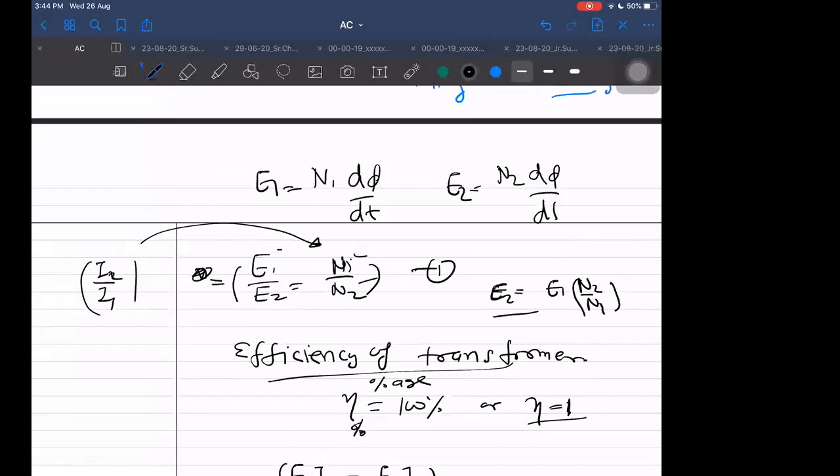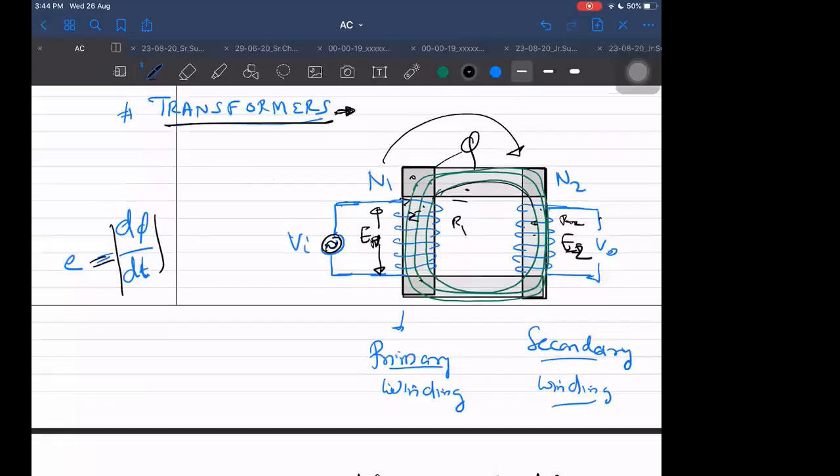When N2 is less than N1, there is a name for it. There are two kinds of transformers: N2 less than N1, and N2 greater than N1. Because the second voltage, the output voltage, becomes less, we call this one a step down transformer. Step down transformer.